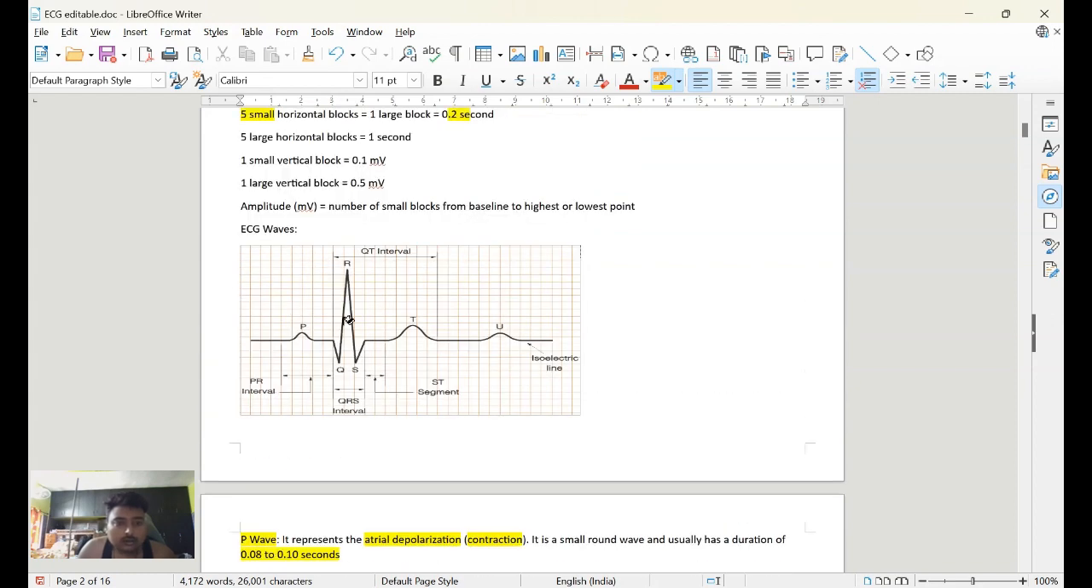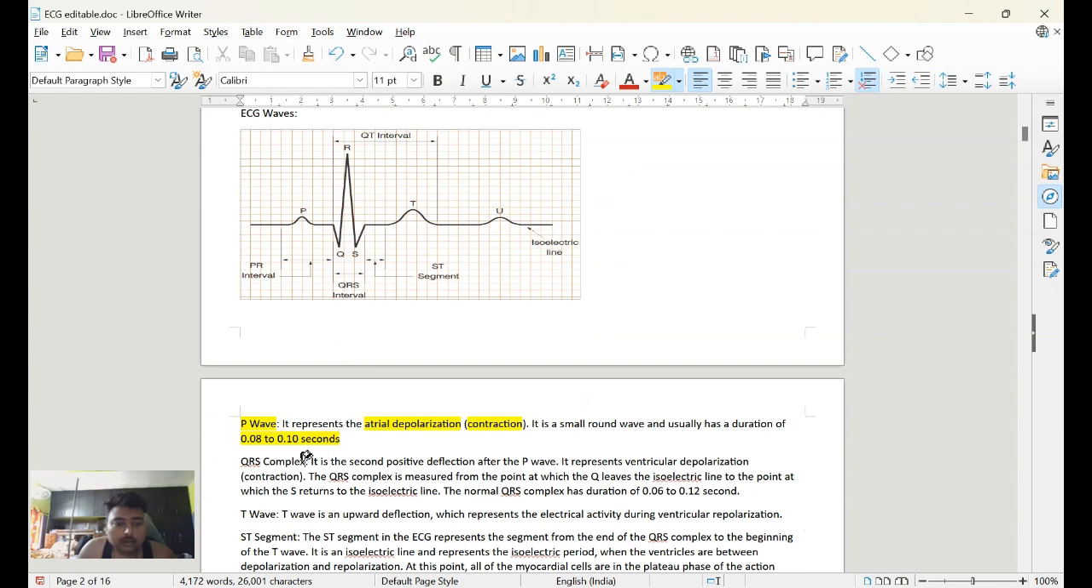Then we go to the QRS complex. The QRS complex is the second deflection, a positive deflection after P. These are positive deflections, these are negative deflections. This positive deflection represents ventricular depolarization. So the P wave is for atrial depolarization, and the QRS complex is ventricular depolarization, or contraction of the ventricles.